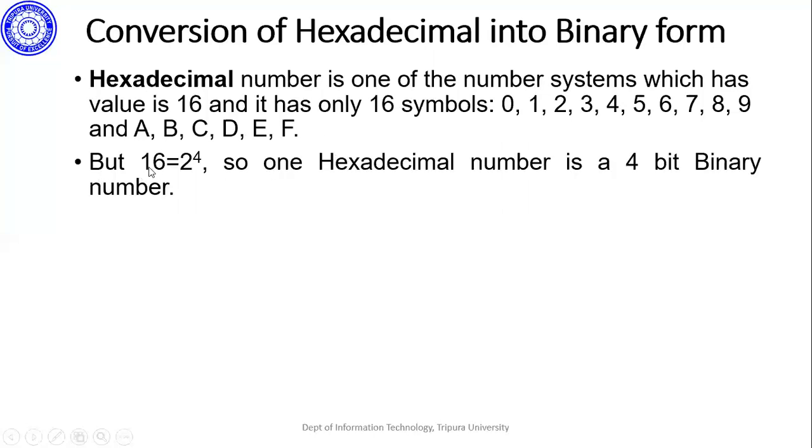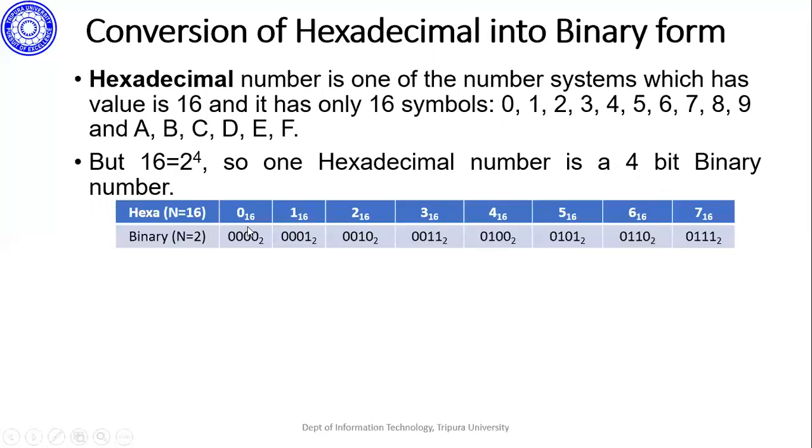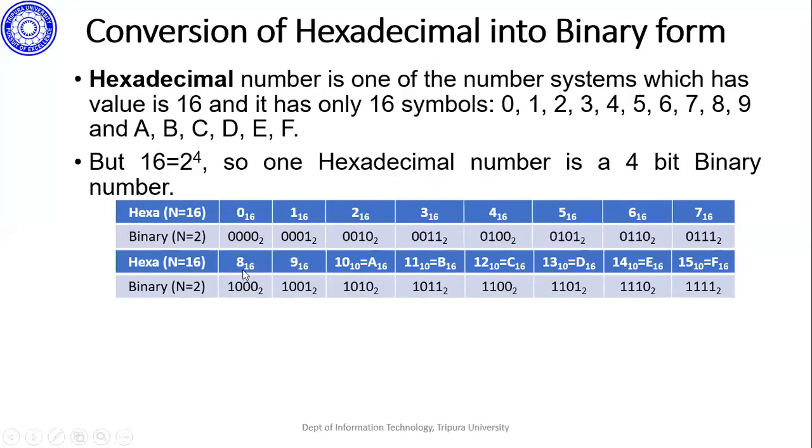Now next we go to this, where we know that 16 is equal to 2 to the power 4. So one hexadecimal digit is actually equal to a 4-bit binary number. So if we see, 0 base 16 to 7 base 16 are actually binary numbers 0000 to 0111. In the next set, 8 base 16 to 15 base 10, which is equal to F base 16.